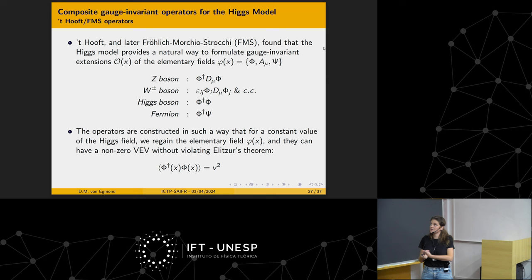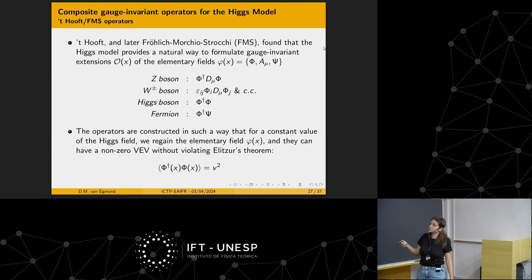We want to keep the good things of the Higgs mechanism, but we also don't want to violate Elitzur's theorem. We don't want to break the local gauge symmetry. So 't Hooft and later FMS found that the Higgs model provides actually a natural way to do this. They found a natural way to formulate gauge invariant extensions of the elementary fields, which are all built up from the elementary fields itself and Higgs fields. And they are all gauge invariant.